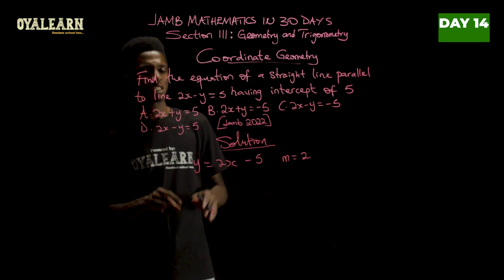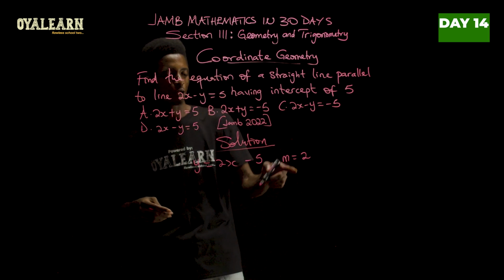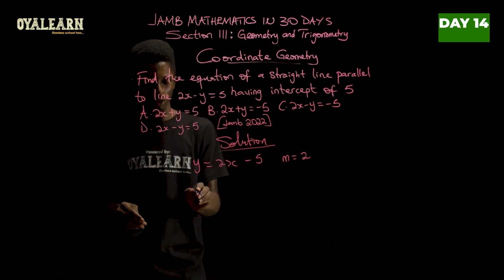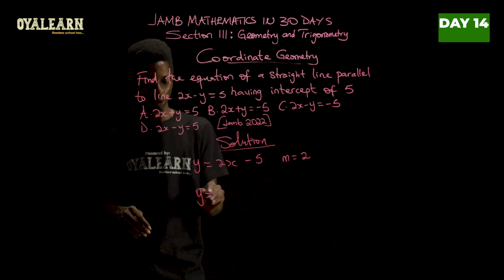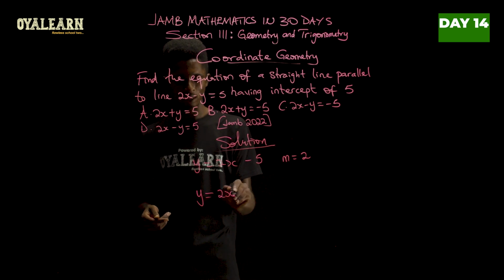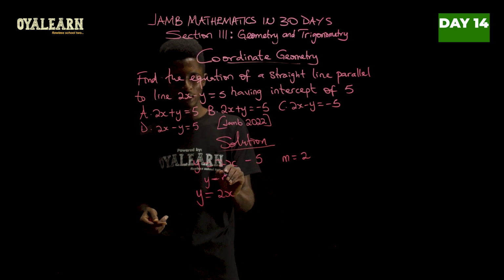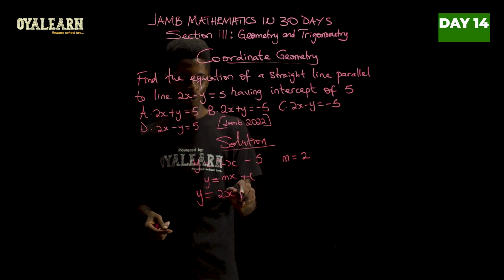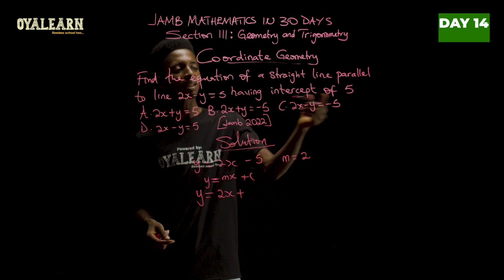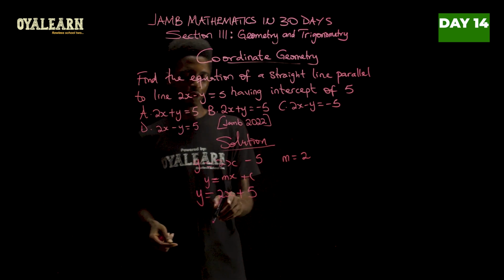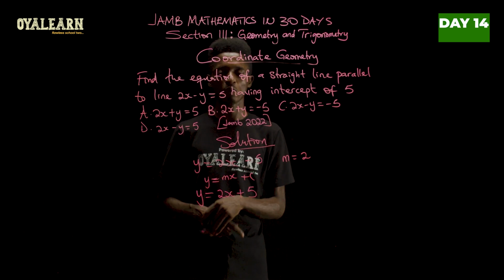So all we have to do is write an equation where the slope is 2 and the intercept is 5. So the solution will then be y equals, now we know our slope is 2x. Remember, we are comparing it to y equals mx plus c, where c now is the intercept. So we have 2x plus intercept. Now the intercept according to the question is 5. So we have y equals 2x plus 5 being the equation.